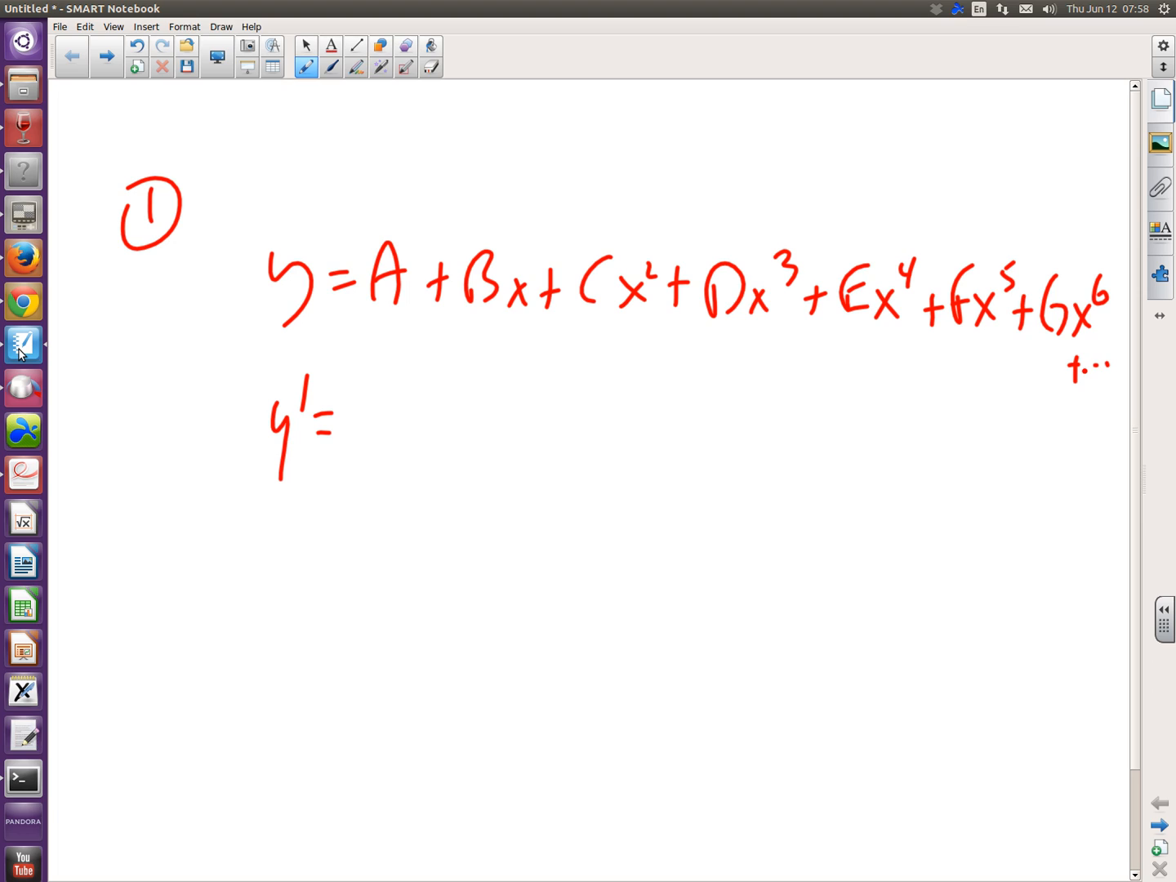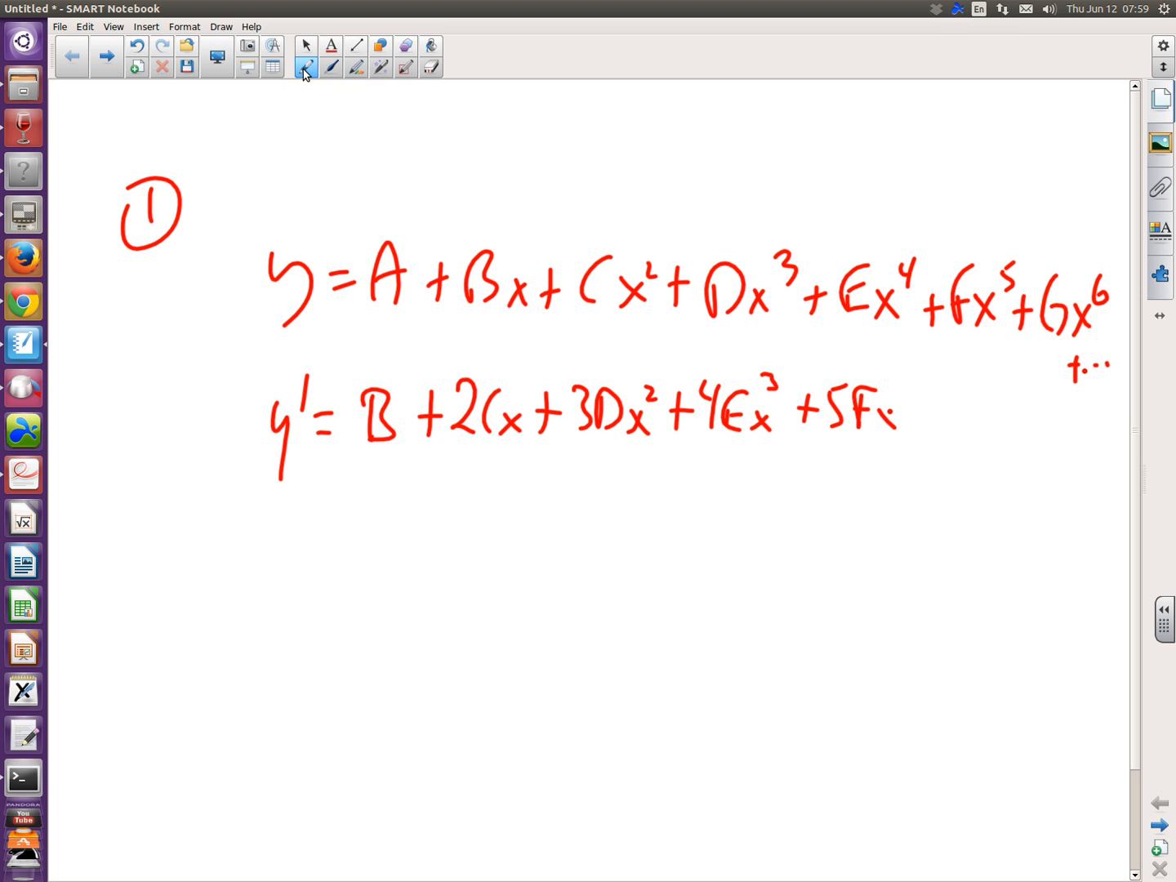So what do you get? The derivative of a, which is a constant, is 0. Derivative of bx with respect to x is b. Then plus 2cx plus 3dx squared plus 4ex cubed, whoops, did I mess up? The 3rd, right? So 5fx to the 4th plus 6gx to the 5th plus.